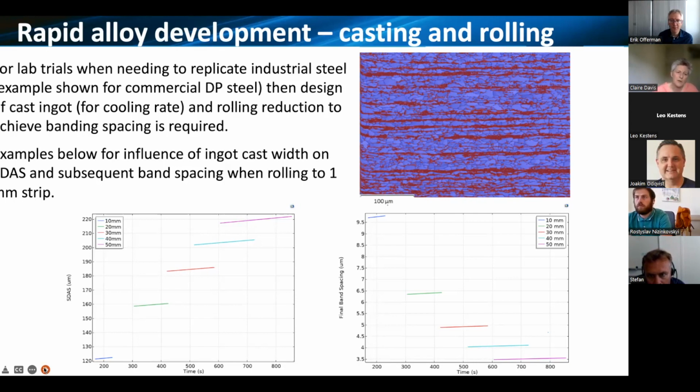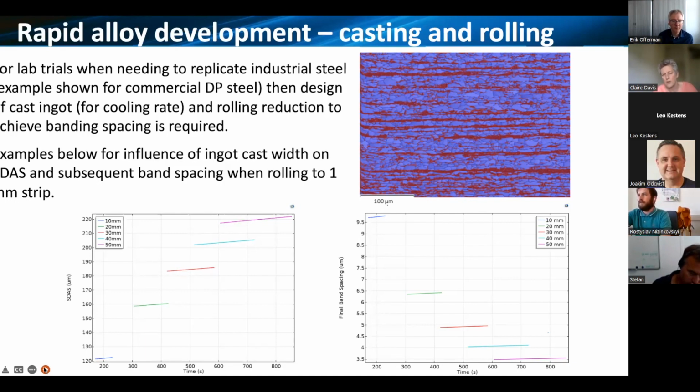The modeling approach that we take to that is to consider the lab scale ingots that we cast. Here in Warwick, we have a VIM. We typically cast around about 7 to 8 kilo into molds, although we've now got capability to go up to 15 kilos or more. But we look at the size of the molds that we use, and in the graphs I show examples of 10 to 50 millimeter width mold sizes.